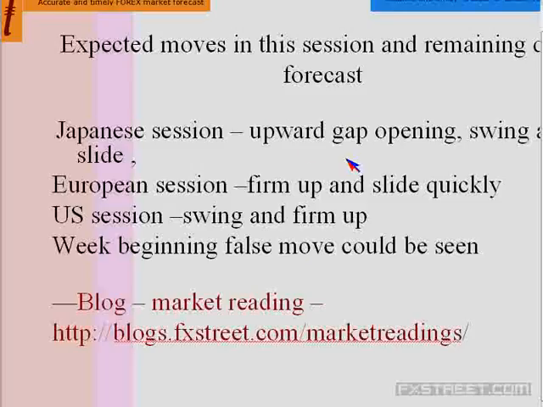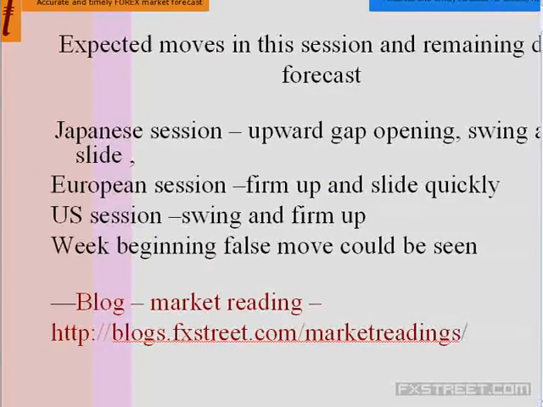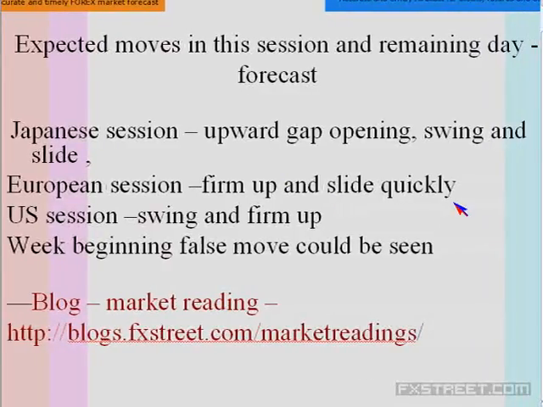And with regard to the forecast, Japanese session upward gap opening, then swing and slide moves are expected. They have already cut the initial low that I showed, and probably they will make one more downward stop around 6:30 GMT. Then subsequently firm up quickly and cut the high, and then probably use some data or news, or go near that high at least, then subsequently make the slide.